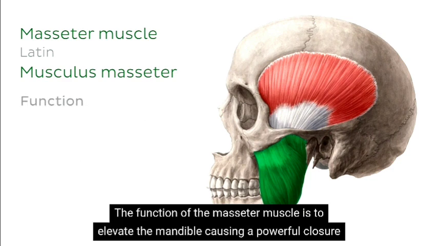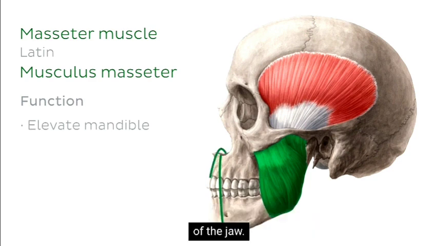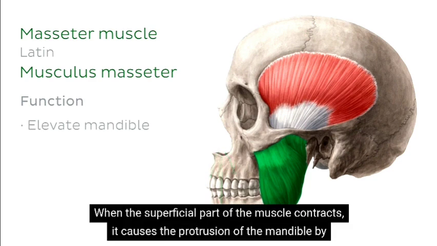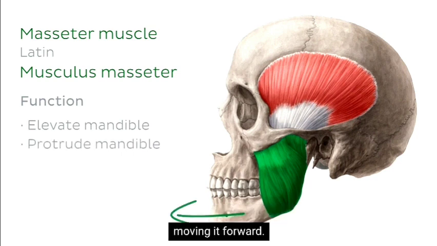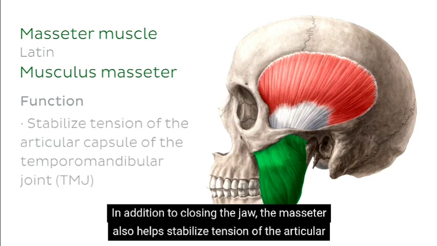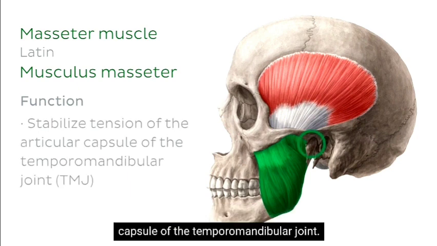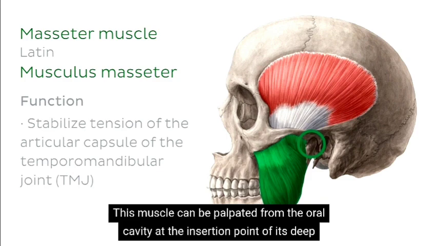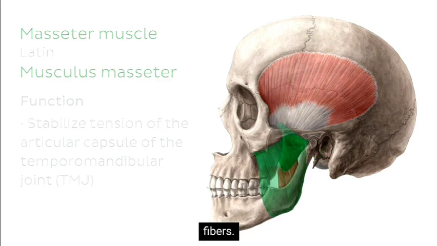The function of the masseter muscle is to elevate the mandible, causing a powerful closure of the jaw. When the superficial part of the muscle contracts, it causes the protrusion of the mandible by moving it forward. In addition to closing the jaw, the masseter also helps stabilize tension of the articular capsule of the temporomandibular joint. This muscle can be palpated from the oral cavity at the insertion point of its deep fibers.